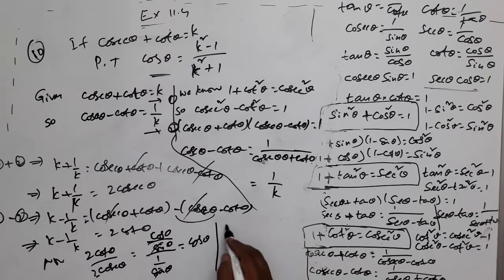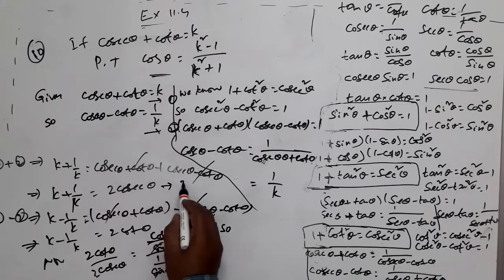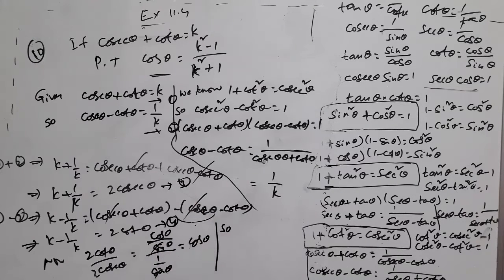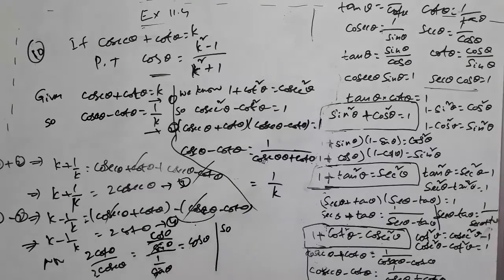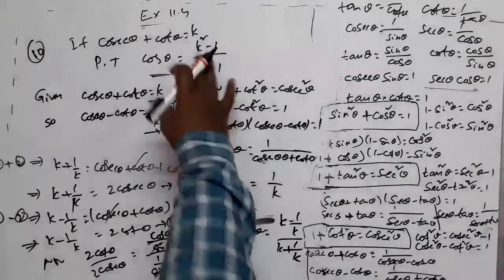So you are dividing these two. Let us say this is 3, this is 4. So this by this, right? You have considered 2 cot by 2 cosecant. So cos theta is equal to k minus 1 by k plus 1 by k. That's all. This by this. And so further simplification, you will get that relation.